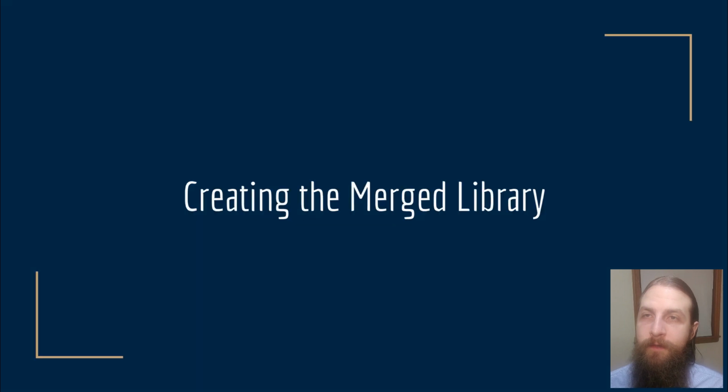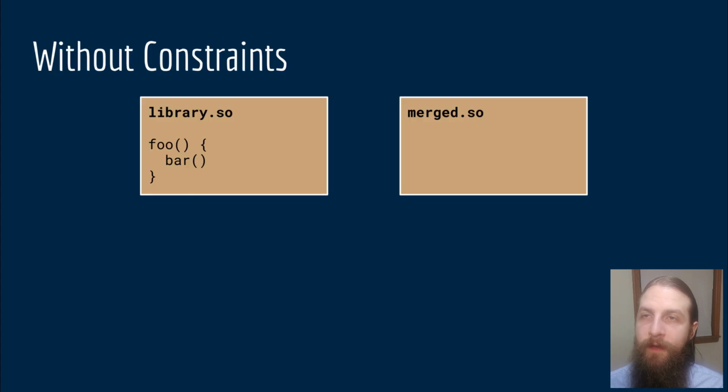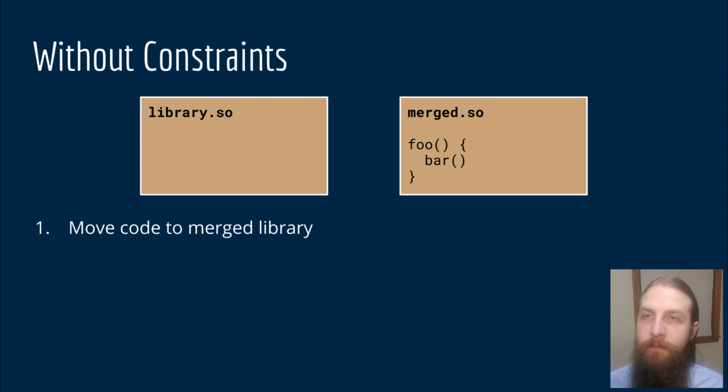Now I'll get into the details of how the merged library is created and how the constraints affect that process. First, let's assume no constraints were provided. We start by moving all code out of the programs and libraries into the merged library. Here we've moved a function called foo. However, we can't be sure that this definition of foo is the correct one to provide. Maybe the dynamic linker will use a different definition from a different library.